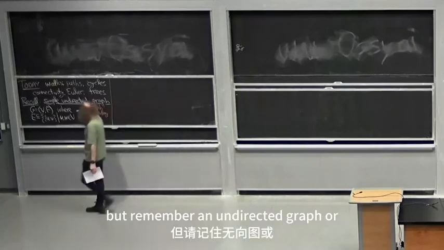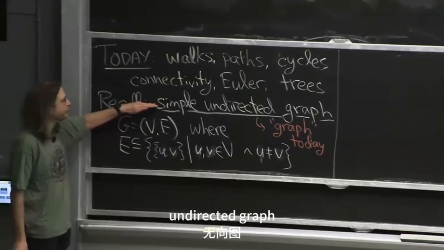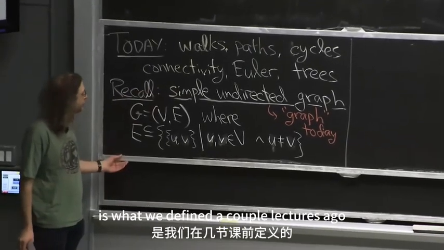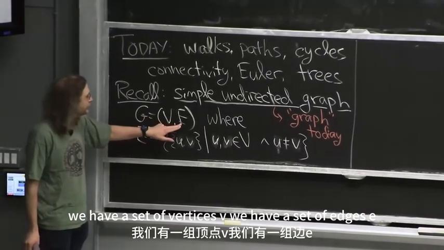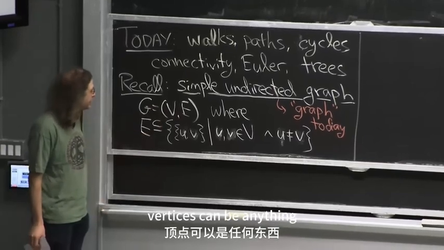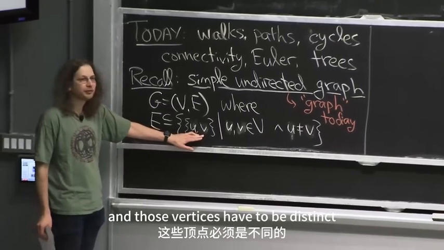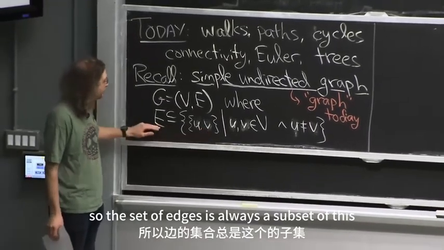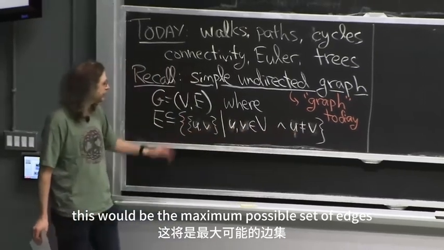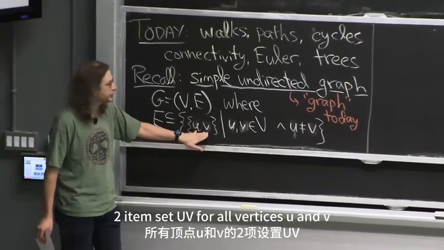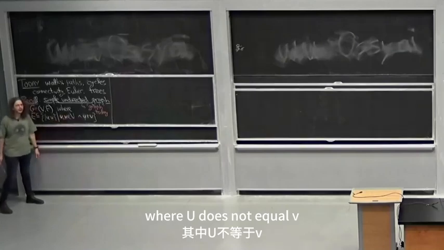But remember, an undirected graph, or the full mouthful, a simple undirected graph, is what we defined a couple lectures ago. We have a set of vertices, V. We have a set of edges, E. Vertices can be anything, but the edges have to be pairs of vertices, and those vertices have to be distinct. So the set of edges is always a subset of this. This would be the maximum possible set of edges. You have the two-item set {u, v} for all vertices u and v, where u does not equal v.